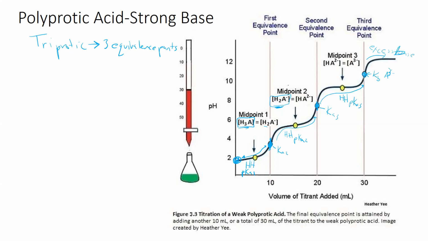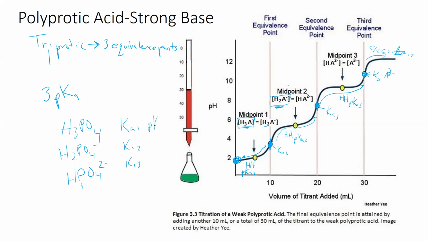So when choosing a buffer, what's nice about a triprotic acid is that there are 3 pKa's. So back in chapter 14, we looked briefly at triprotic acids. We had H3PO4, for example. We had H2PO4 minus, HPO4 2 minus. Those are all 3 acids, right? That has a Ka1, Ka2, Ka3, and pKa1, pKa2, and pKa3.